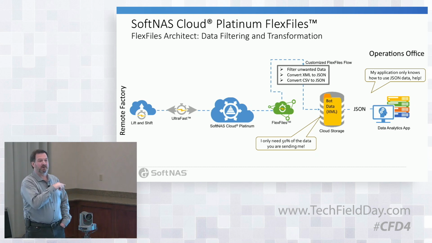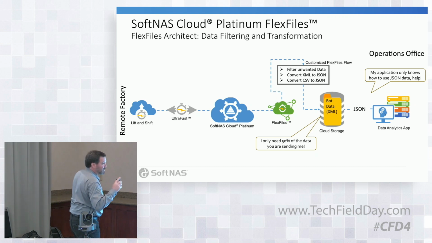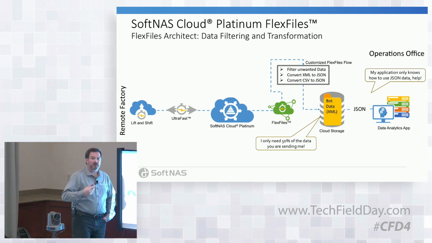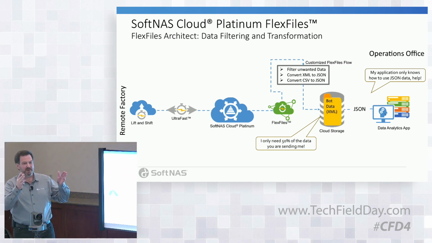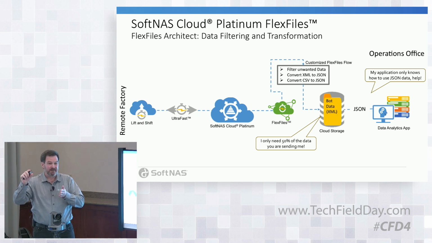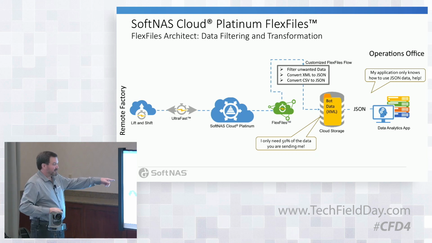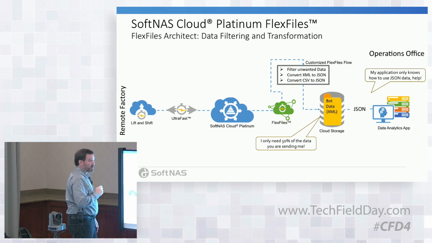This is where the power of what SoftNAS is building with the NiFi pieces integrated really comes into play. It moves us from being a cloud NAS, a really flexible cloud NAS, to a data platform. You can see the transition in why we built UltraFast. If you can't get the data there quickly enough, it doesn't matter. Why we built Lift and Shift: to make it easy to get the data there. FlexFiles is that last mile we're working on.